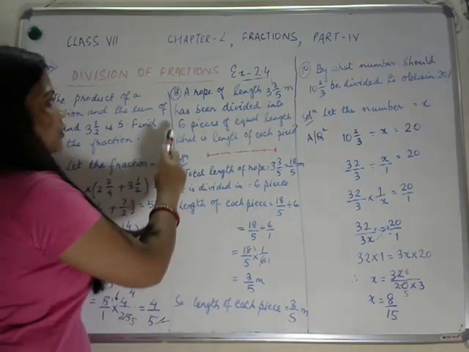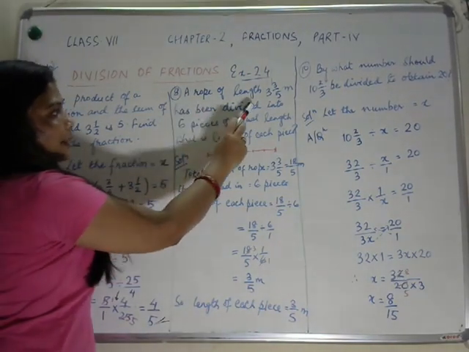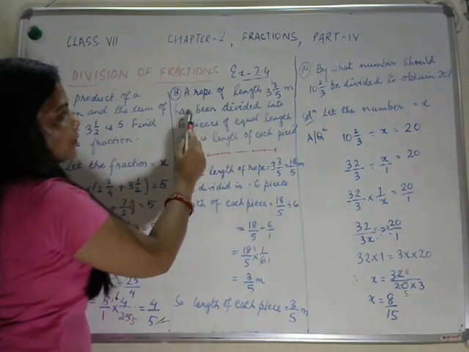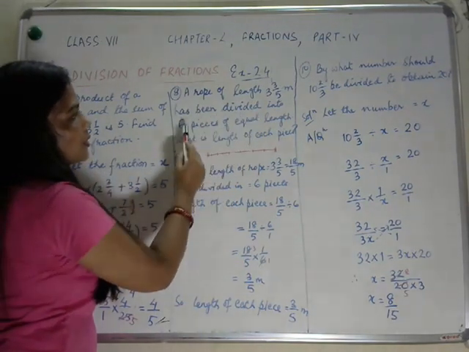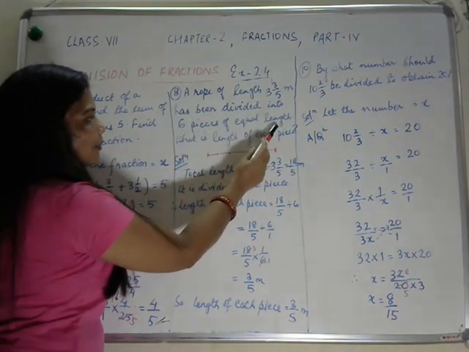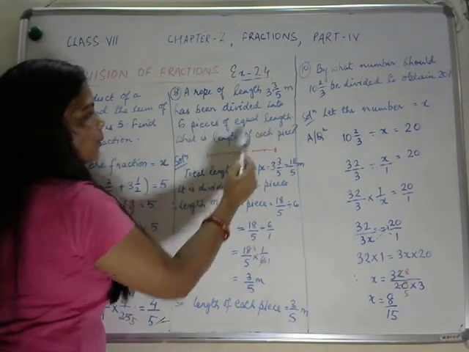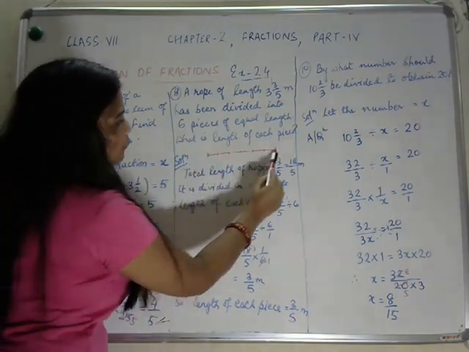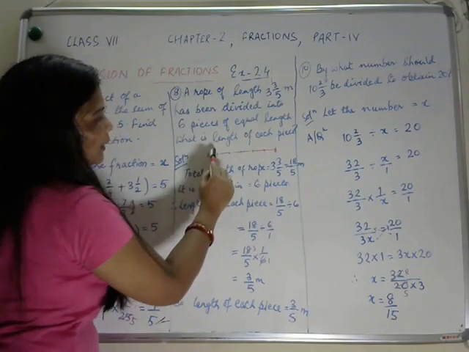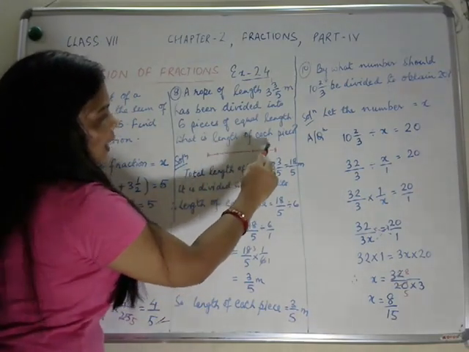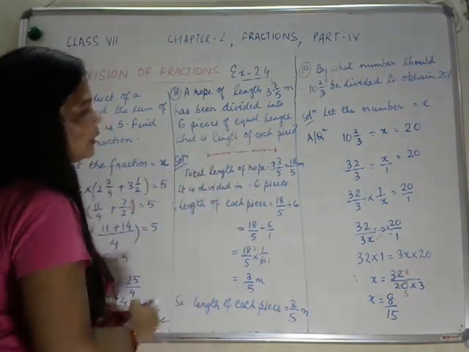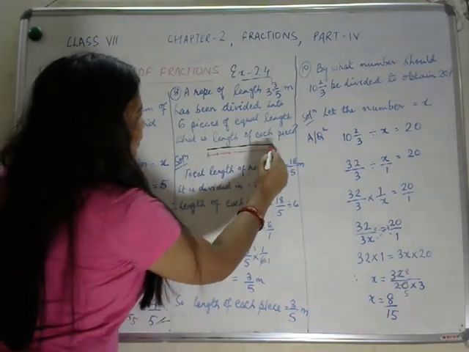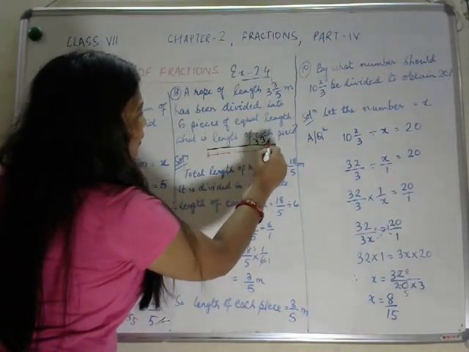Next question, question number 8. A rope of length 3 whole 3 by 5 meter has been divided into 6 pieces of equal length. What is the length of each piece? So, if this is the rope, it needs to be divided in 6 equal pieces. And they are asking what will be the length of each piece. The total length is given as 3 whole 3 by 5.